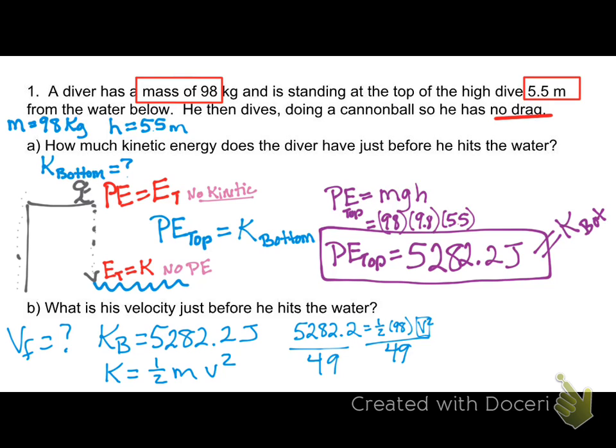5,282.2 divided by 49, and I get 107.8 equals v squared. And a lot of you will stop here. The most common algebraic mistake is that you would have stopped. Am I really done with my problem? No, I am not. What do I need to do? I need to take the square root. So I take the square root of both sides. And so the final velocity is 10.38 meters per second.